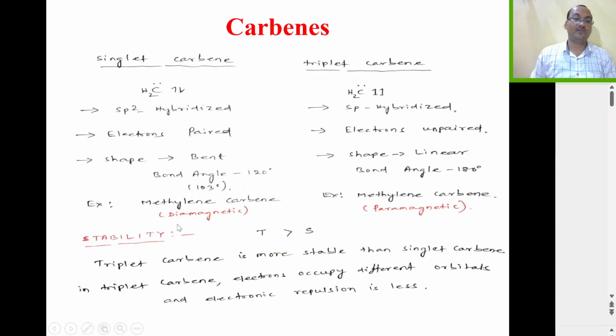When we talk about the stability, the triplet carbene is more stable than the singlet carbene. So the triplet carbene is more stable than singlet carbene. In triplet carbene, electrons occupy different orbitals, so the electronic repulsion is very less.